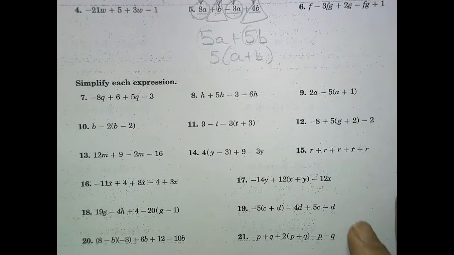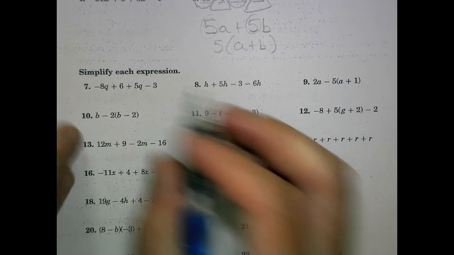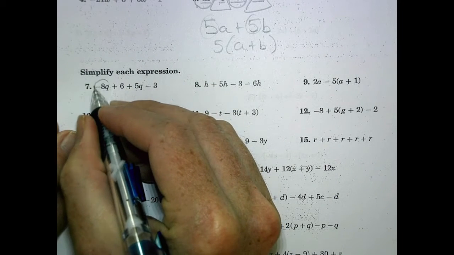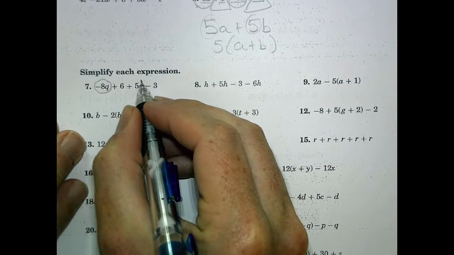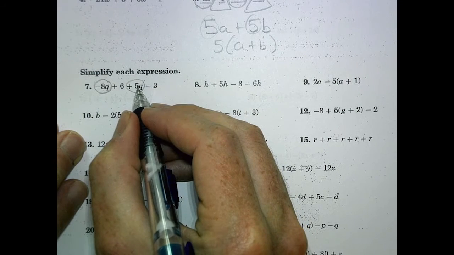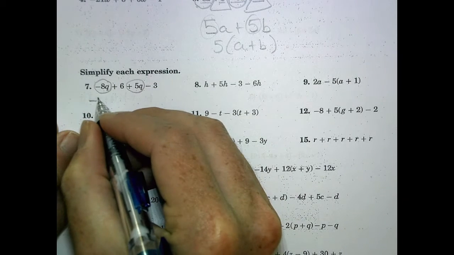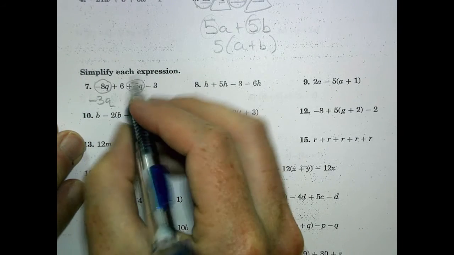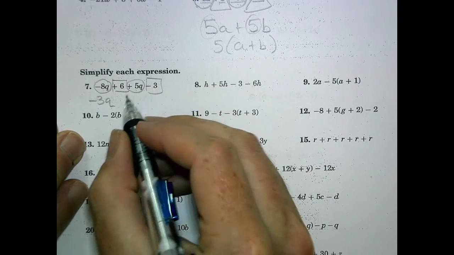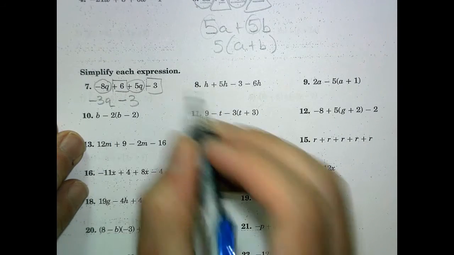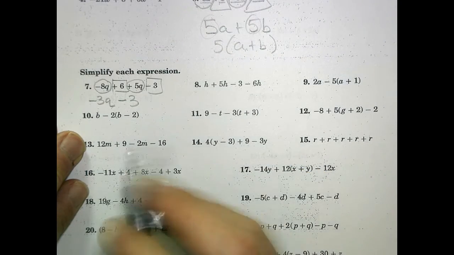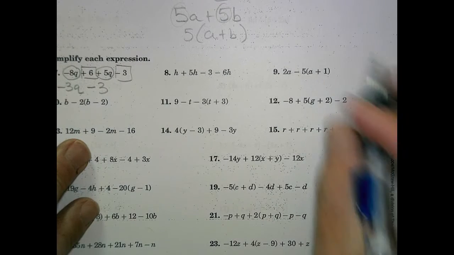Okay, let's take a look at your odd ones here. Simplify each expression. So first thing I'm going to do is kind of group my like terms. I have a -8q and a +5q. -8, +5 works out to a -3q. And then I have here a 6 minus 3, and 6 minus 3 is 3. This is an example where I could pull it out, but I'm not going to. I'll just leave it just like that. No reason to mess around with it.